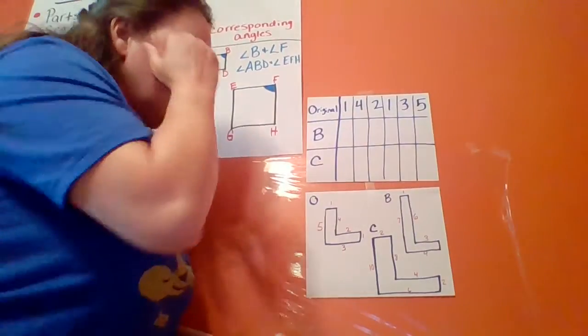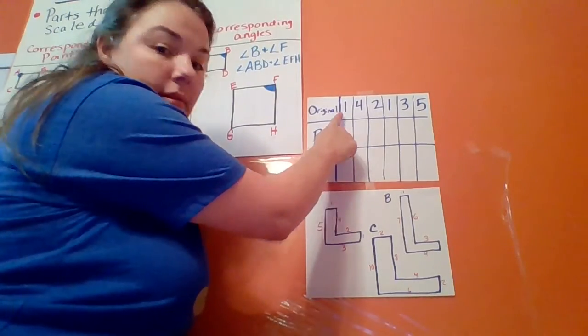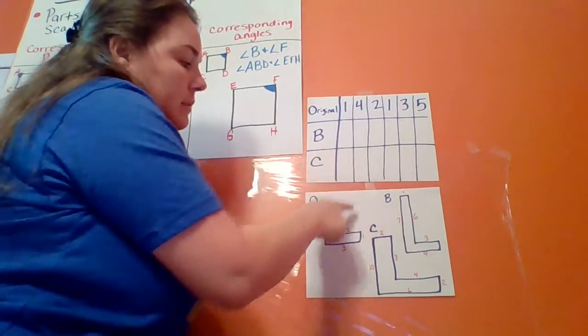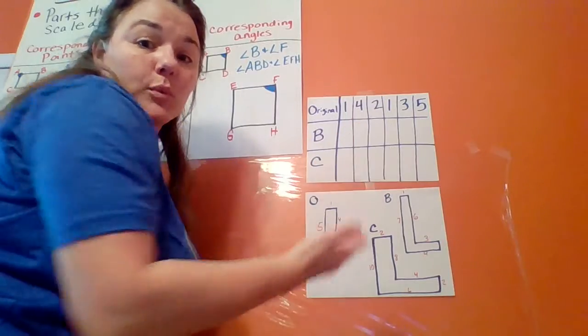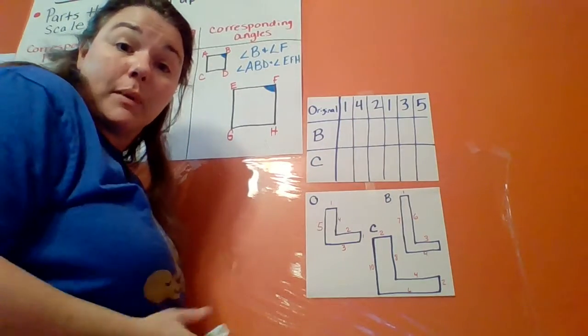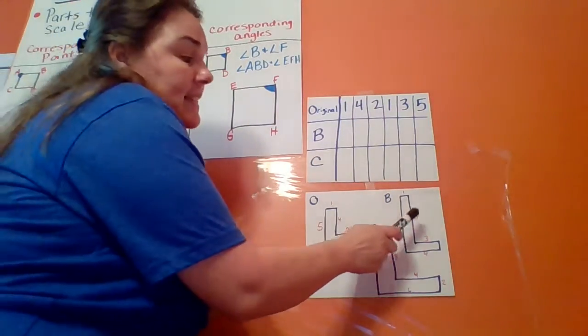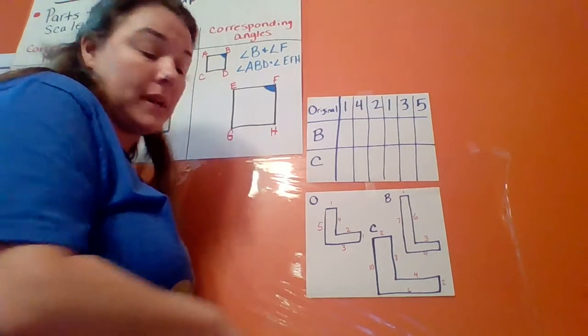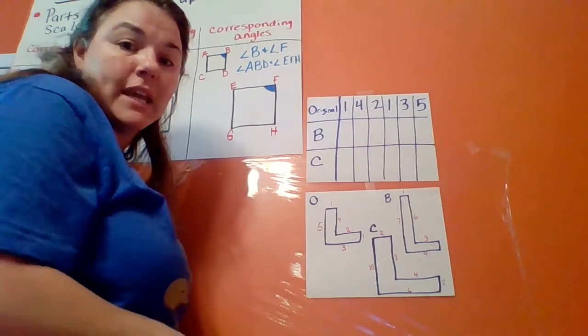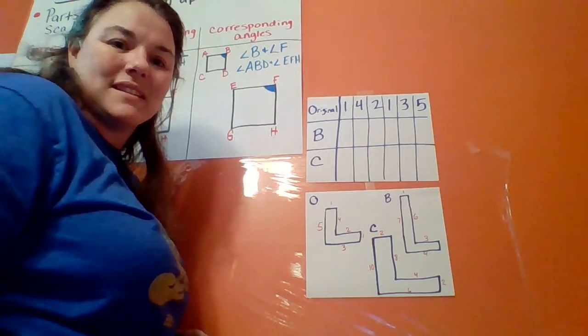Sorry. So I have a side length of 1, and then I put the 4, the 2. So that's where I'm getting those. Okay. So here's what we're going to do. We're going to first see, is B a scaled copy of the original? And we're going to use corresponding sides.